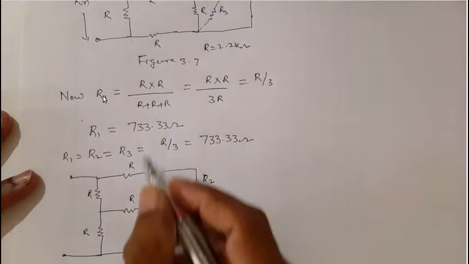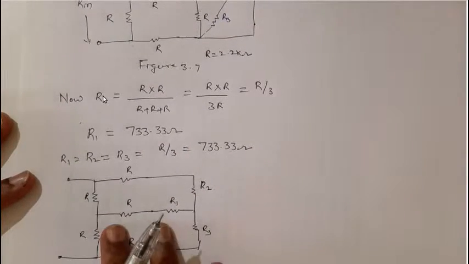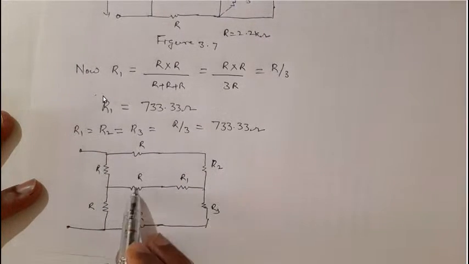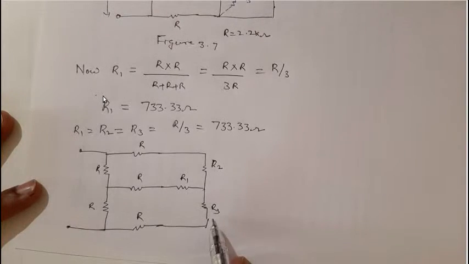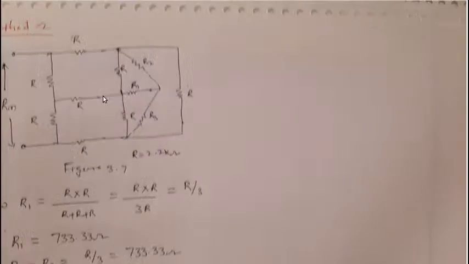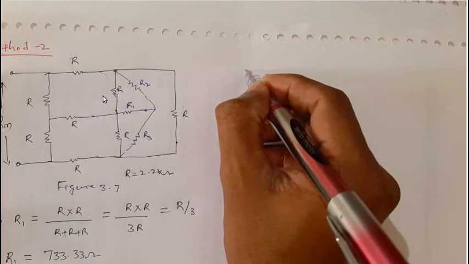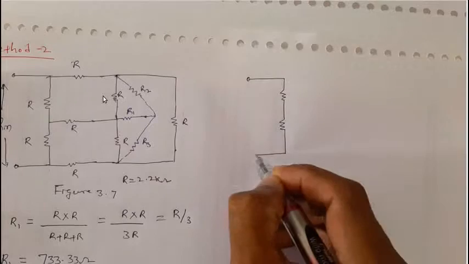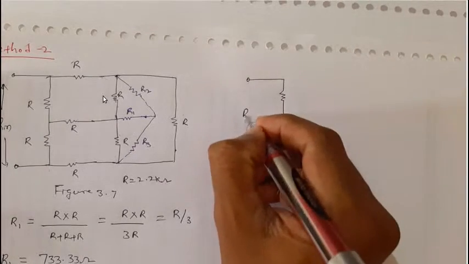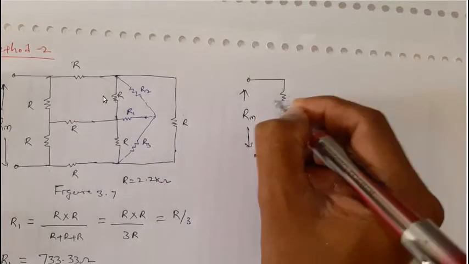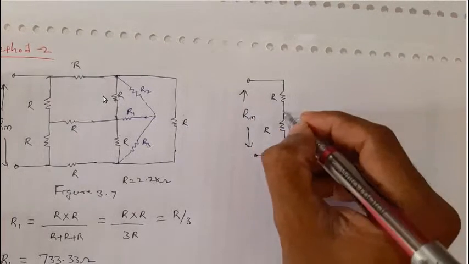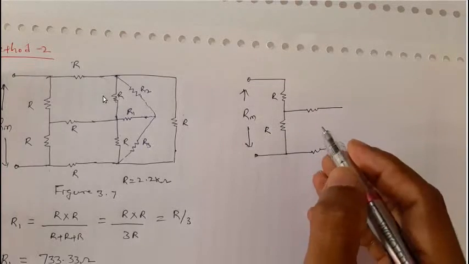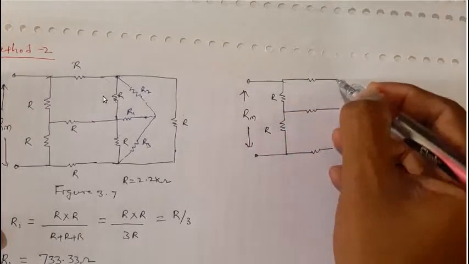Here I have already found the resistance value. These 2 resistors are in series, these 2 are in series, and these 2 are in series. I will reduce this once again. One is R, another one is here R, between these two we are finding Rin. This is R, this is R, and here one resistor, here another resistor, and here the third resistor.